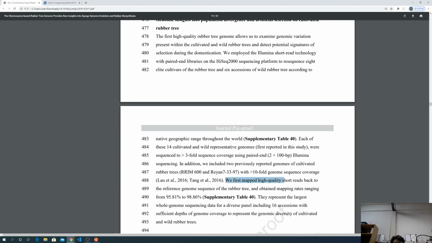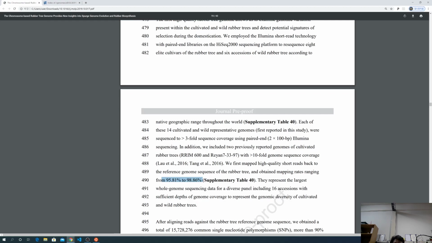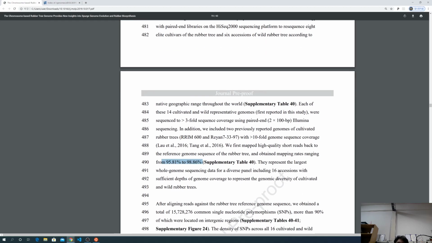We first mapped high quality short reads back to the reference genome sequence of the rubber tree and obtained the mapping rate ranging. Okay, so their reference is so good, that's why they have this high mapping rate. They represent the largest whole genome sequencing data for a diverse panel, including 16 accessions with sufficient depth of genome coverage to represent the genome diversity of cultivated rubber.